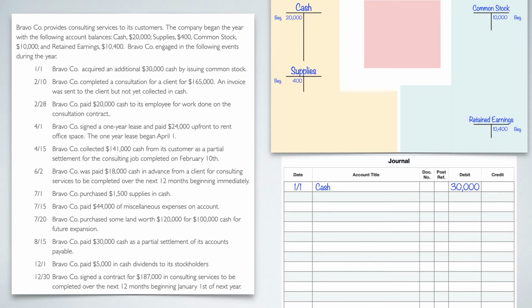And what is on the other side? What's it in exchange of or for? And that's going to be common stock. So we're going to credit common stock for $30,000. That is our first journal entry.